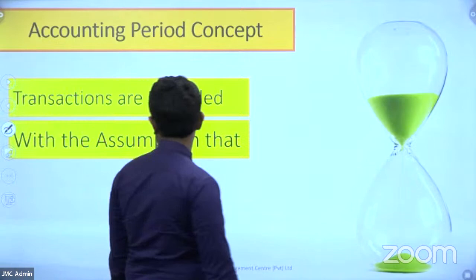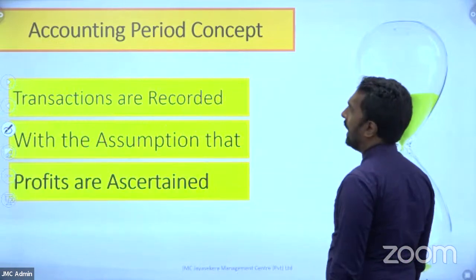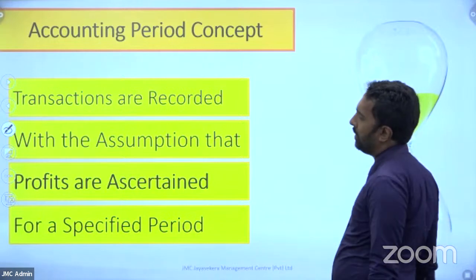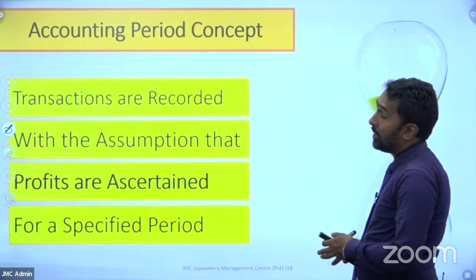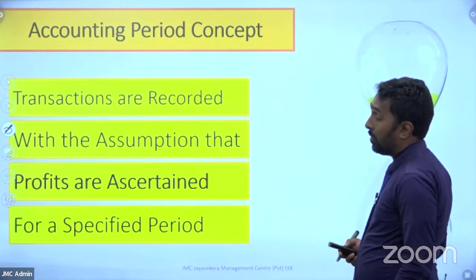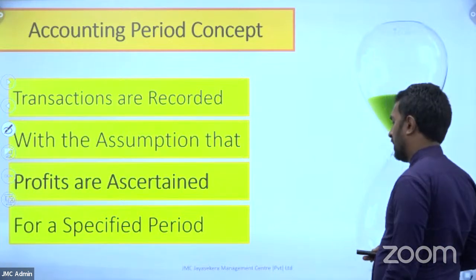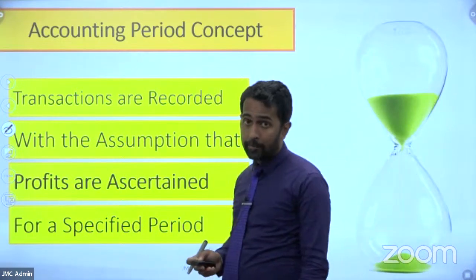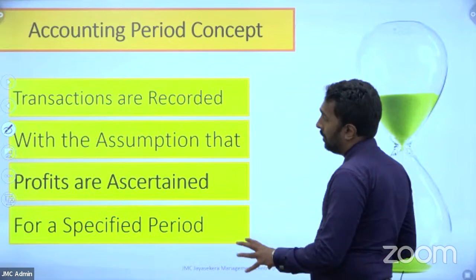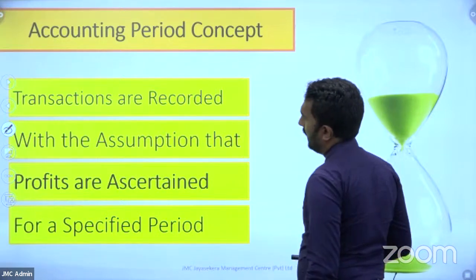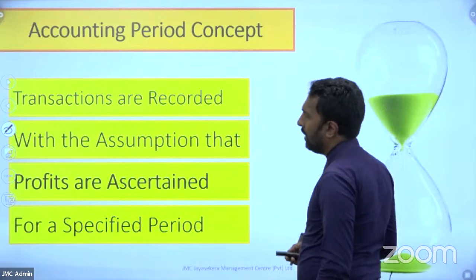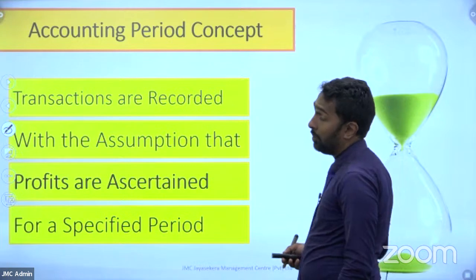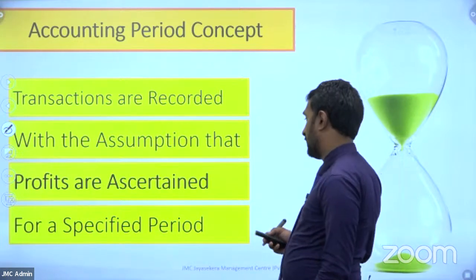Transactions are recorded with the assumption that profits are ascertained for a specific period. Profit is a performance measure. On that basis only we prepare the financial statements. We record the transactions with the assumption that profits are ascertained for a specific period.